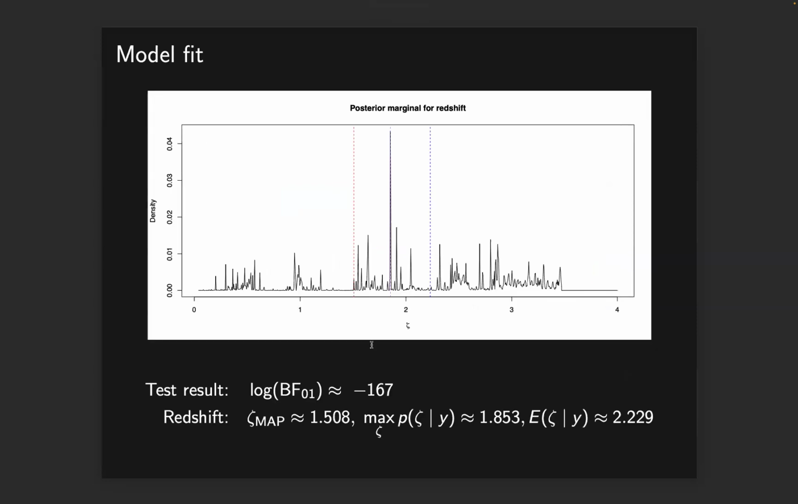And there are a couple of different estimates we could think of using. The MAP, which corresponds to the model fit from before, would be a redshift of about 1.5. If we took the peak of this marginal that we're looking at, that would be about 1.8. Or if we use the posterior mean, it would be about 2.2. And then the log Bayes factor in this case is very, very strong evidence for the alternative model, saying, yes, there is a line present.